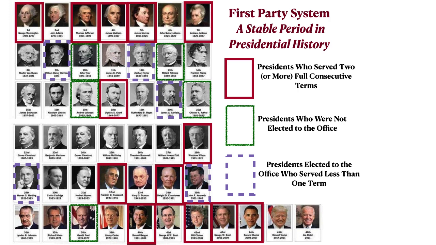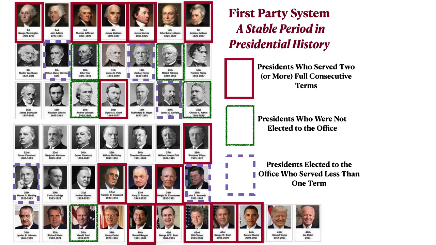So we can see a number of them in the second party system, but some sort of throughout. And then presidents who were elected to the office but served less than 1 term. They died in office, essentially. And you can see quite a few of those in the second party system.